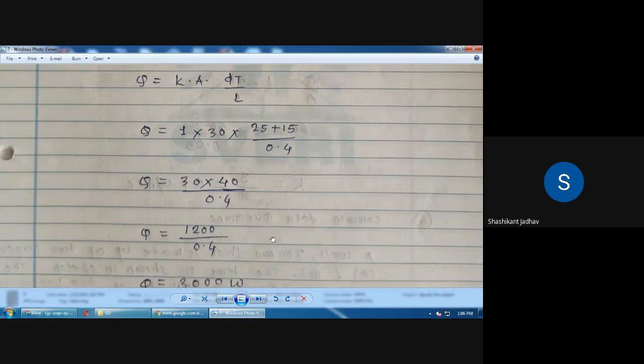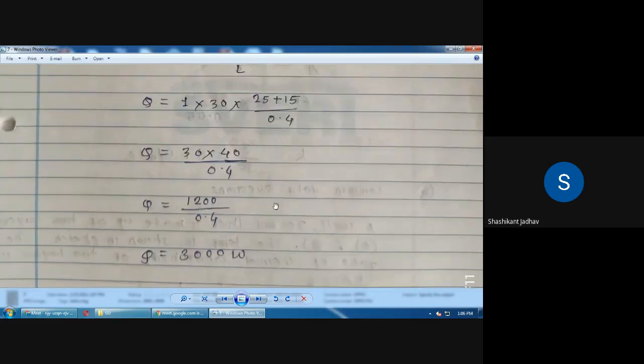How to find out the value of Q? Q is equal to K into A into (T1 minus T2) divided by L. So K is given 1, area is given 30, temperature difference is T1 minus T2. So T1 is equal to 25, minus minus becomes plus, T2 is 15. So 25 plus 15 divided by thickness, which is given 0.4. So by using that we get the value of Q, that is 3000 watt. Okay.